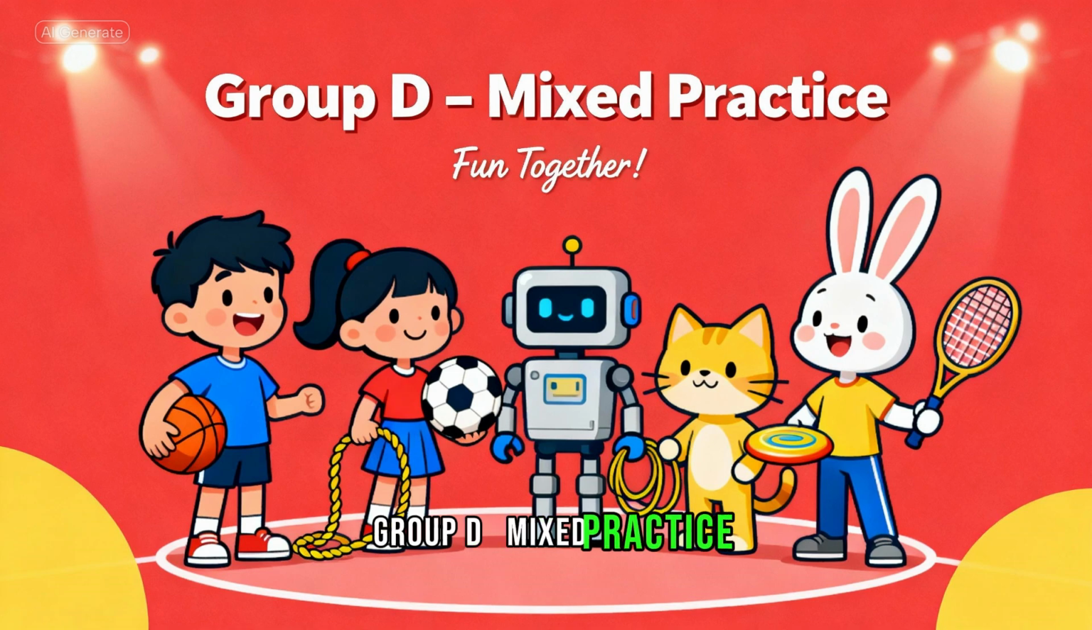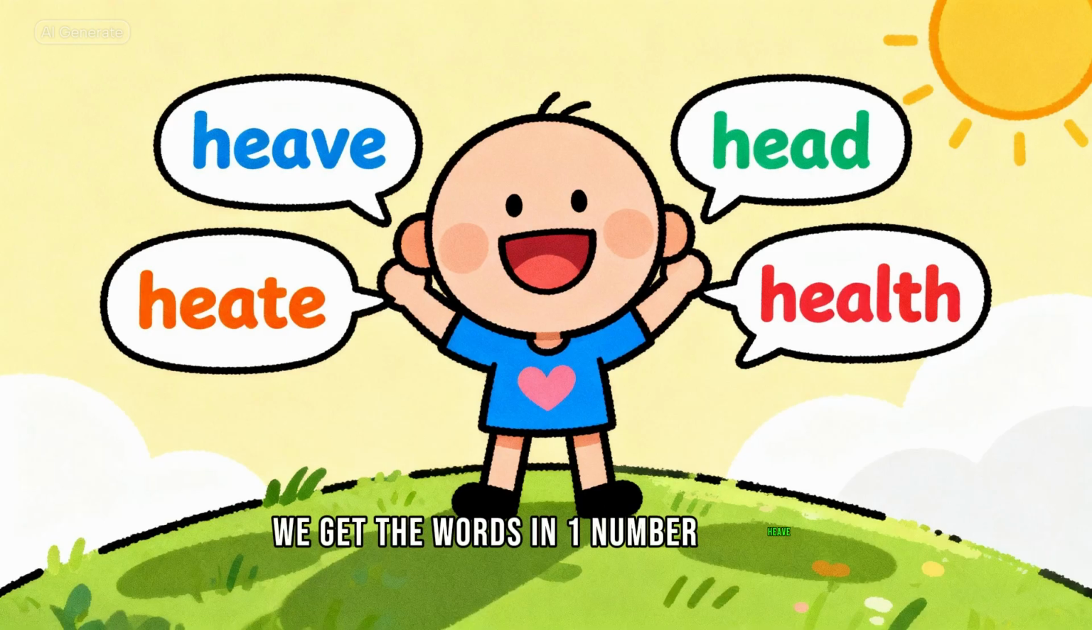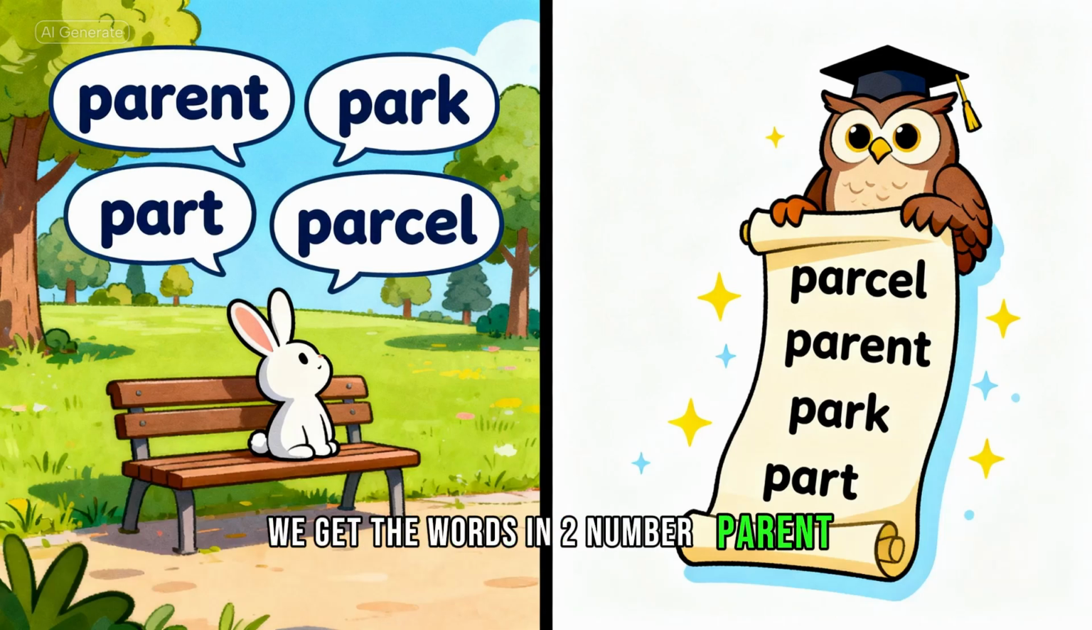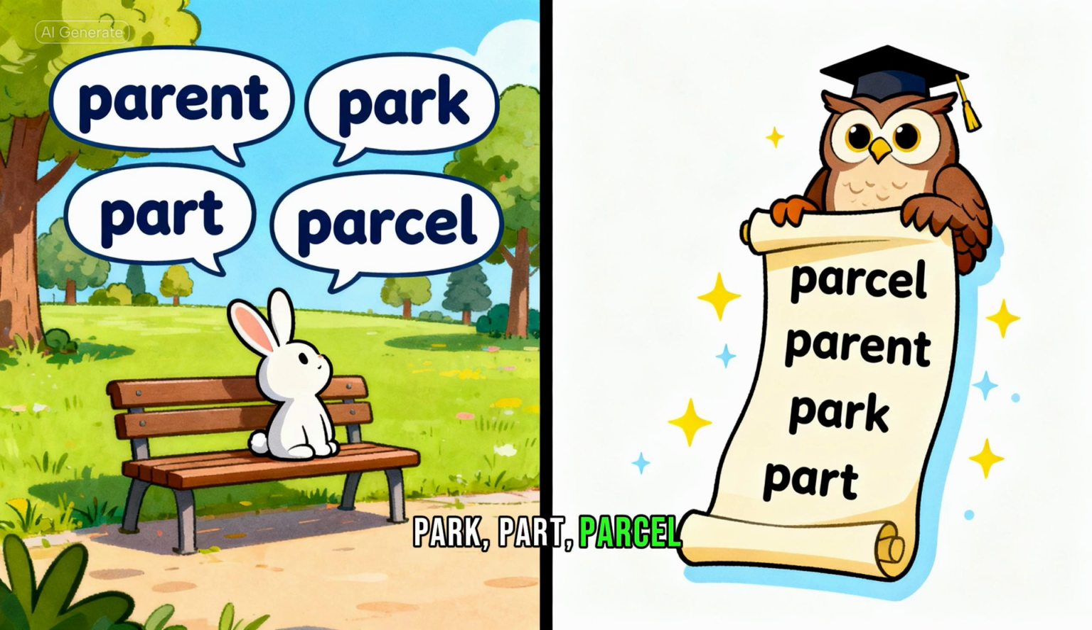Group D, mixed practice. In number 1, we get the words heave, head, heat, health. According to the alphabetical order, these words will be head, health, heat, heave. In number 2, we get the words parent, park, part, parcel. According to the alphabetical order, these words will be parcel, parent, park, part.